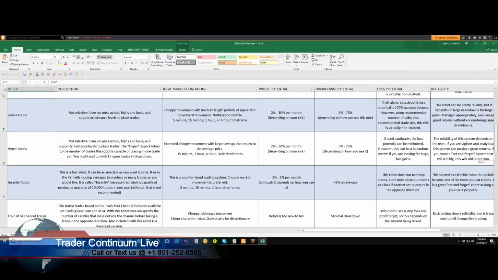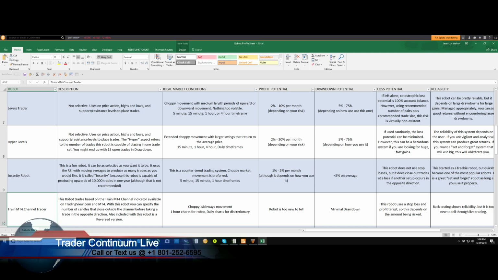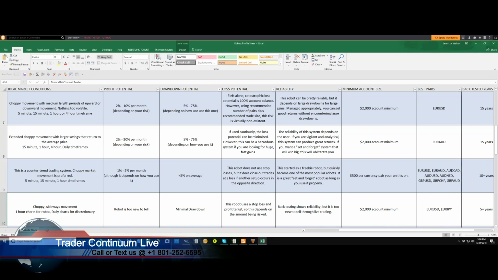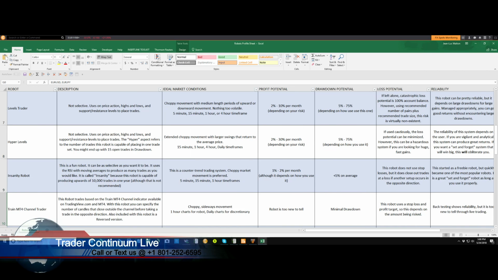And the Train MT4 channel trader, once I get some other settings for that. Oh, I do have, I have for the Euro Yen. The Euro Yen would be an okay pair for this, but if you're running the Handyman robot, I'd just recommend continuing running the Handyman robot on that.